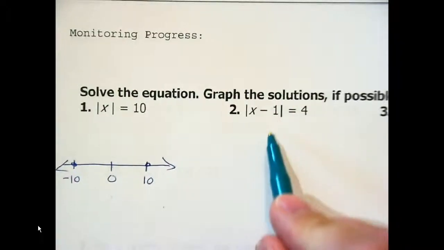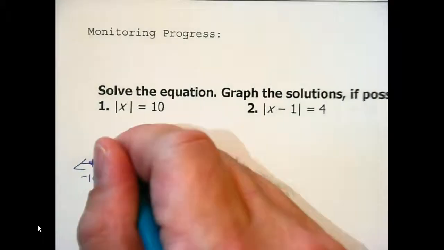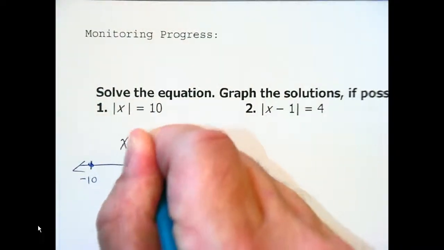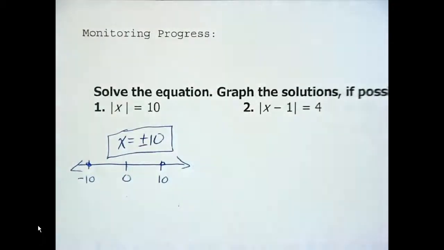So like on number 2, when I'm looking at that one, oh, by the way, we would write this as x equals plus or minus 10. That's kind of the lazy mathematician way of writing it. We only have to write 10 once.